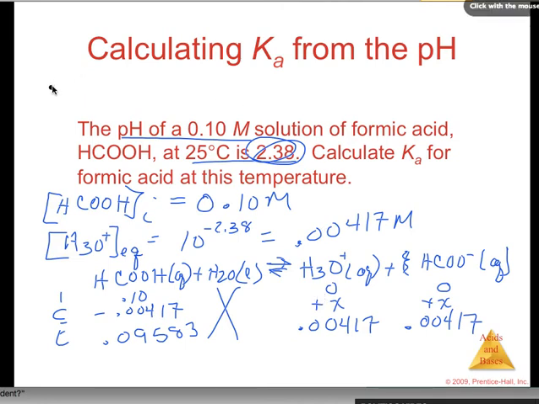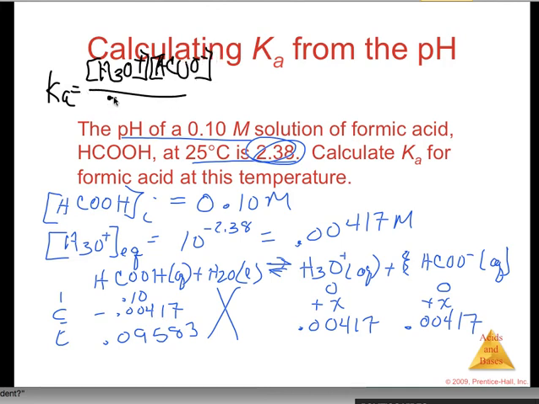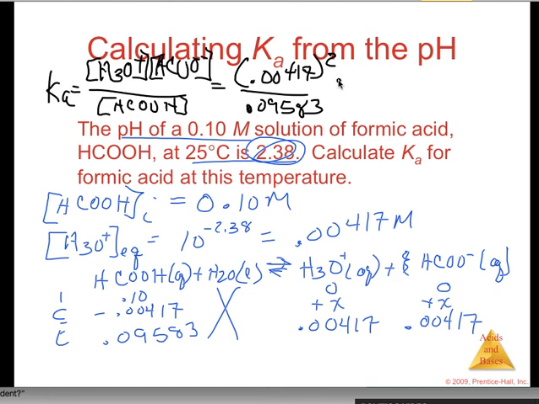Going up here, the expression for Ka is the concentration of the hydronium ion times the concentration of the methanoate ion over methanoic acid. That's 0.00417 squared over the concentration 0.09583. Doing the math, I should come up with 1.8 times 10 to the negative fourth as my Ka.